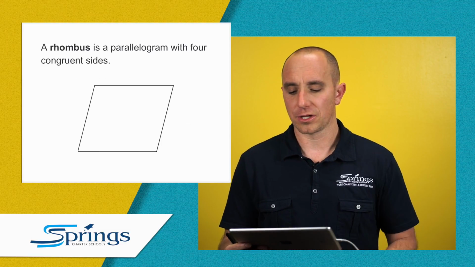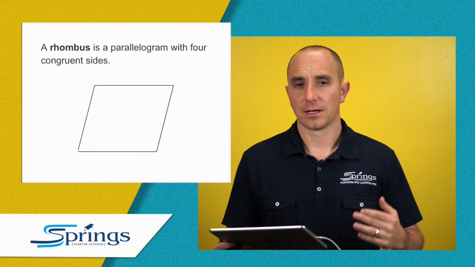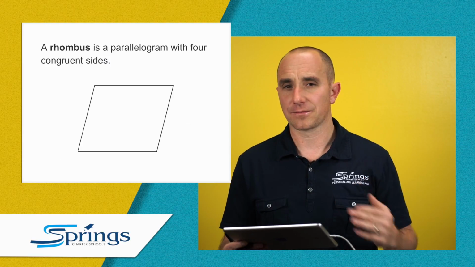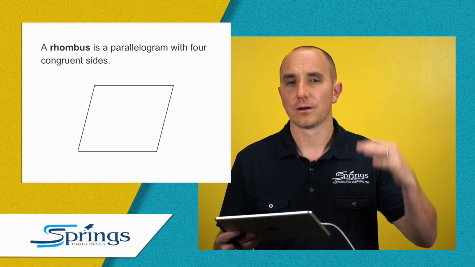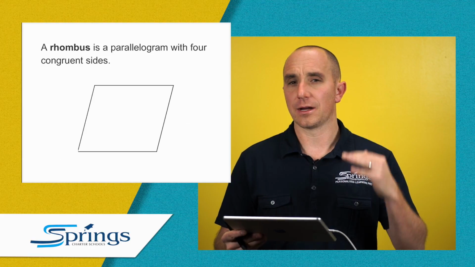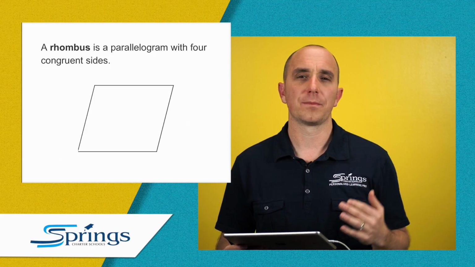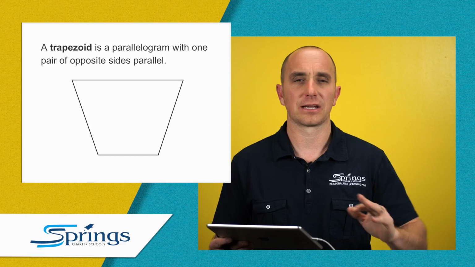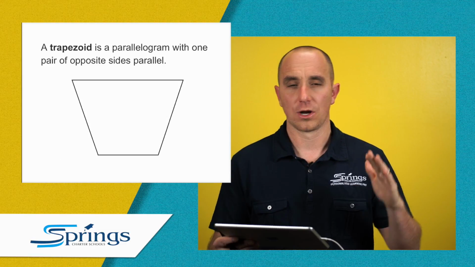Now, a rhombus is a parallelogram with 4 congruent sides. A square is also a rhombus because it has 4 congruent sides. It just happens to have 4 right angles. And a good way to remember a rhombus is it's like a square that somebody sat on. I always think of it like a box. When you sit on a box, it kind of bends a little or it kind of tilts.